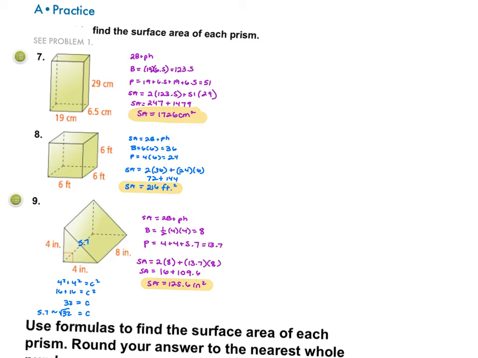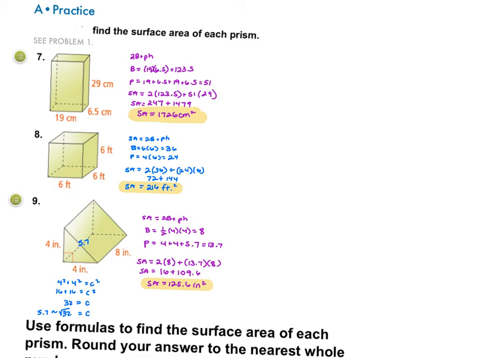So for 7, we treated the bases as the top and the bottom. The base area would have been 123.5. The perimeter would have been 51, and the surface area would have been 1,726 centimeters squared. Number 8's a cube, so this is just like number 2 on the warm-up. The base area is 36, the perimeter is 24, the surface area is 216.